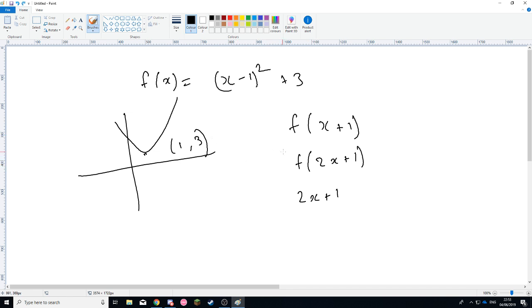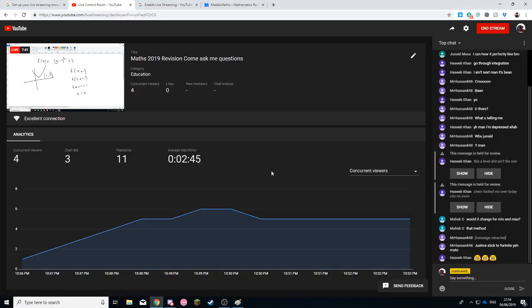This is kind of a bad example. I should do, let's say, something like 2x plus 4. I can say 2x plus 4 is equal to 1, and then that gives me x is equal to minus 3 over 2. So that's going to be my new x coordinate for the minimum. So I think it does work. It generally does work.